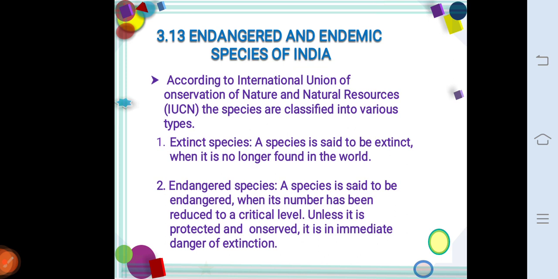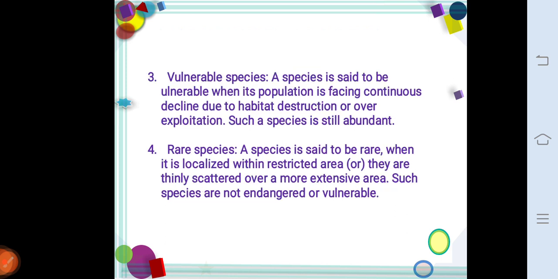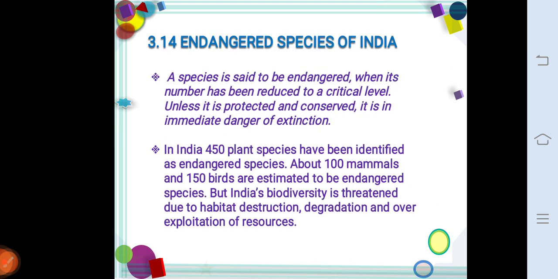Important endangered species: reptiles, birds, mammals, primates, plants. And endemic species: the species which are found only in a particular area are known as endemic species. For example, fauna means animals present only in a particular area or particular period, and plants present only in a particular area or particular period are known as flora.